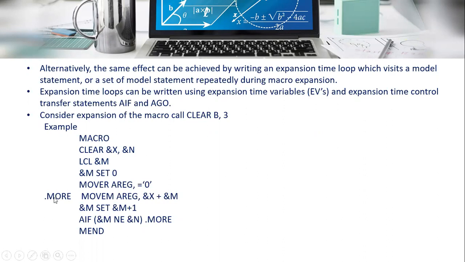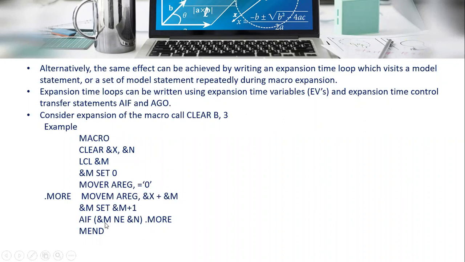Now the repeated task from the earlier example can be written in this particular way. Here we can see that .more is a sequencing symbol. Okay, move m a register and x plus &m. We can set the value for m as 0, and here a is nothing but our actual parameter. Okay, and m set &m plus 1. We increase the value of m by 1 when we repeat this particular statement. Okay, this is the .more statement.